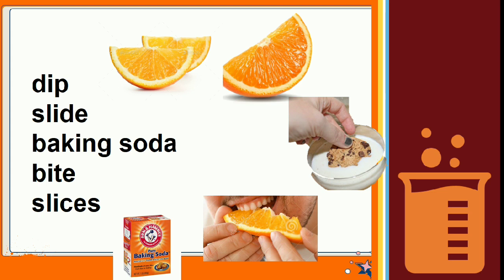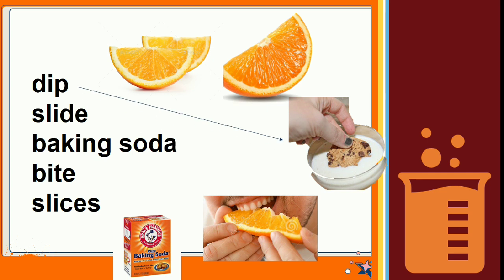Here we have 5 new words. We have dip, slide, baking soda, bite, and slices. And at the right side of your video, you have some images. So, very quickly, look at the images and look at the words. And then you have to match the word with the correct image. Are you ready, guys?